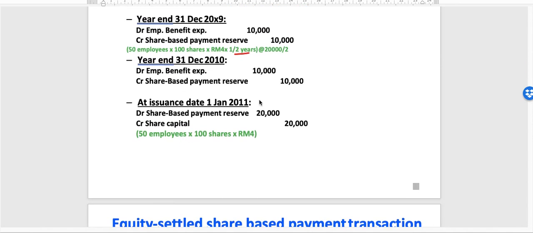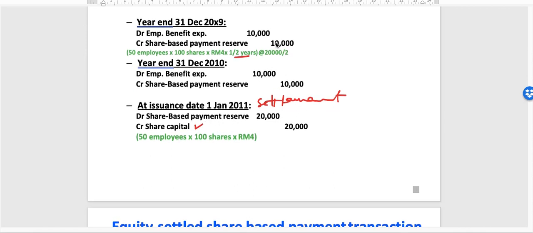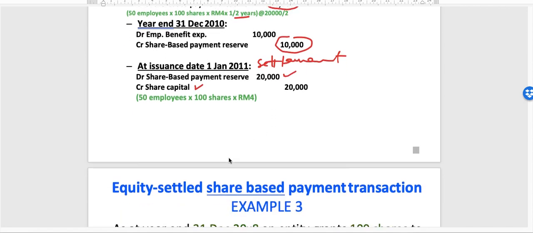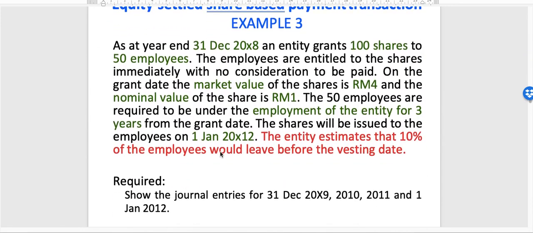So when you settle, this is the settlement date. You will credit your share capital because you issue shares. You will debit back the reserve. The total is 20,000, the accumulated 10,000 plus 10,000. So it is a 20,000 reserve. You reverse it back. Okay, next example.